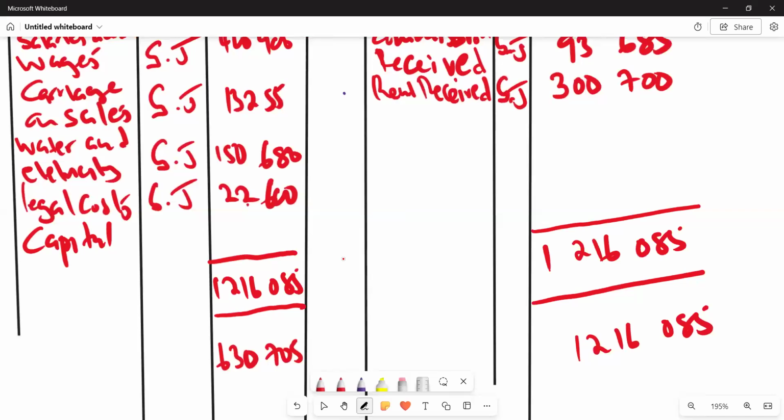And obviously, this figure that is on the debit is our net profit. If the balancing figure was on the credit side, it was going to be our net loss. So if you subtract 1,260,085 minus 630,705, you are going to get your figure of 585,308. So this is what we have in terms of the profit and loss account.